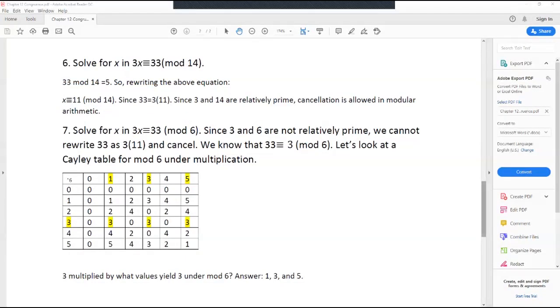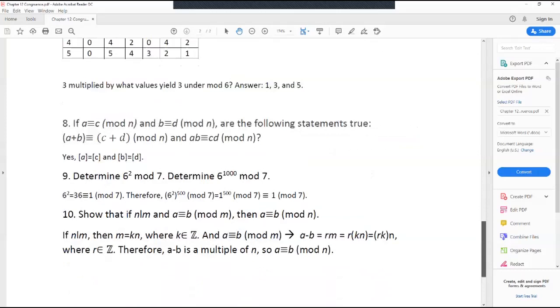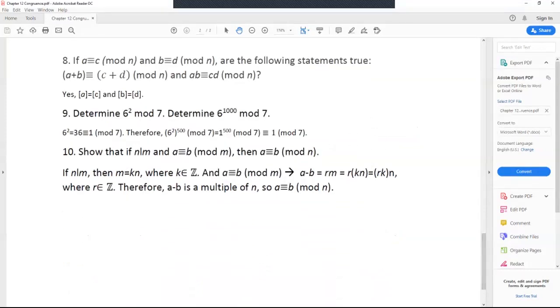Number 8. If A is equivalent to C mod n and B is equivalent to D mod n, are the following statements true? Would A plus B be equivalent to C plus D in mod n? And would A times B be equivalent to C times D in mod n?